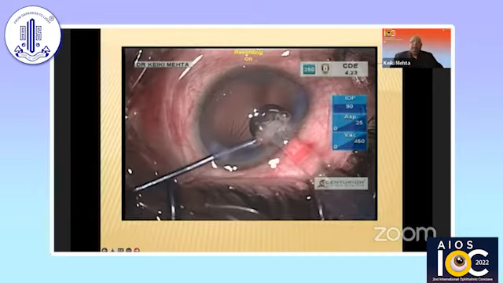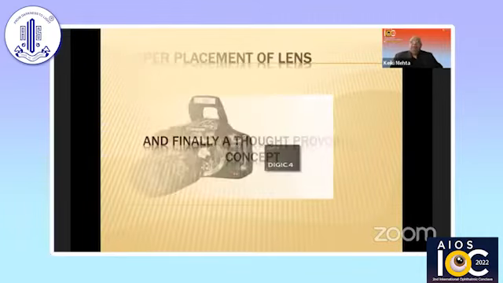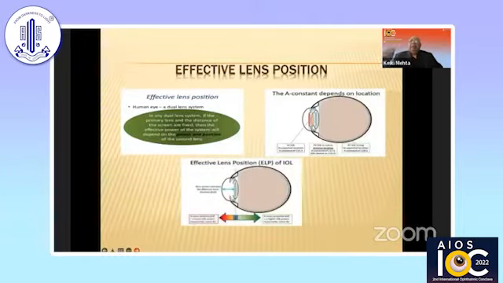Essentially, we need to move down the line. A thought-provoking concept which I would like you to remember is the proper placement of the lens. The effective lens position, something which Damien has also spoken about, is really important. A lot of the formulas don't take that into account, and you do have to consider it when you're placing the lens. Do remember that once your capsule has broken its edge, the ELP of your IOL is going to change, and you have to look into that at that particular stage.